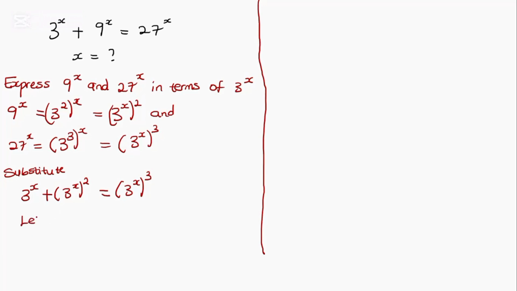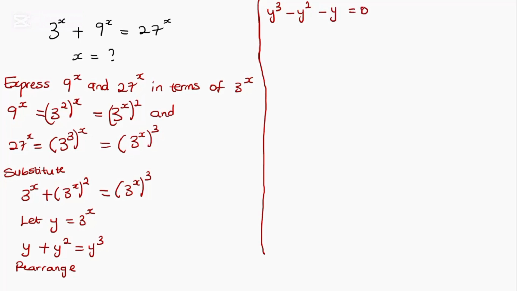Now right here we say let y be equal to 3 raised to the power of x, and let's rewrite our equation. If y is equal to 3^x, this is going to become y plus y squared is equal to y cubed. Alright, now let's simply rearrange our equation to form a polynomial equation. So rearranging this, we are going to have y cubed minus y squared minus y is equal to 0.